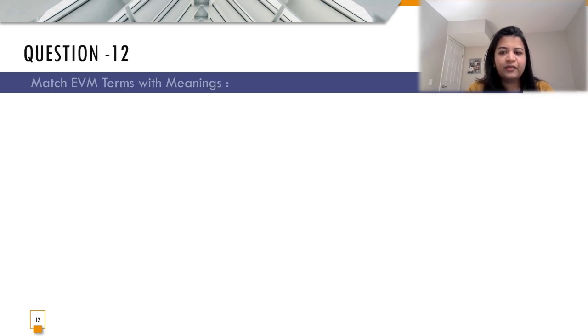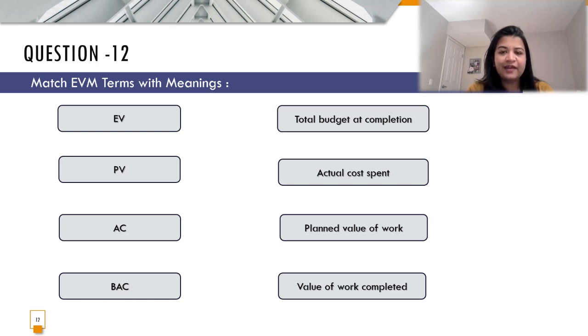For question number 12, we are supposed to match the EVM terms with their meanings. EVM stands for Earned Value Management. Now here we have EV, which is earned value, that is the value of the work that is completed or earned.